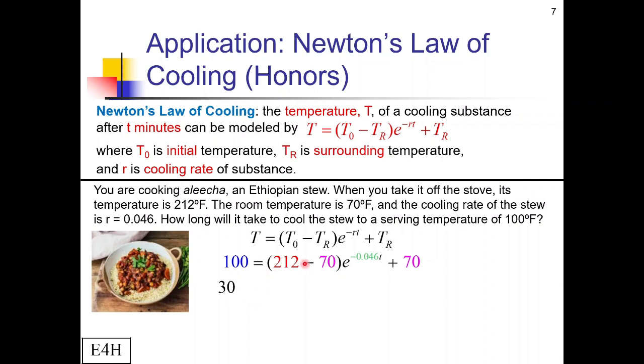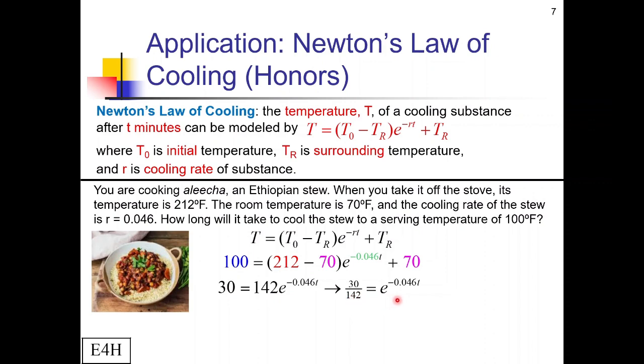And I can combine the 212 and the 70 here. That's going to be 142 e to the negative 0.046 t. Next, I'm going to divide by 142 so I can fully isolate my exponential term. I'm just going to leave that as 30 over 142. I'm going to be using the calculator in a bit anyway, so there's really no reason to reduce or simplify this before I absolutely have to.